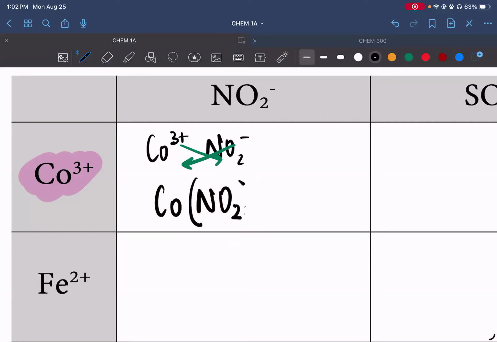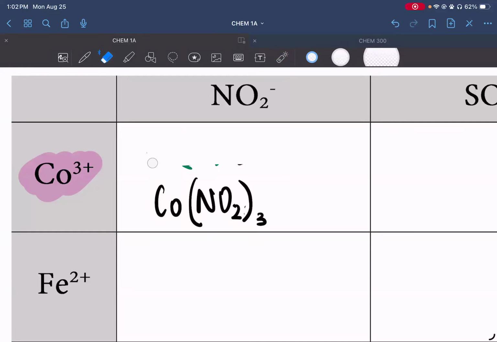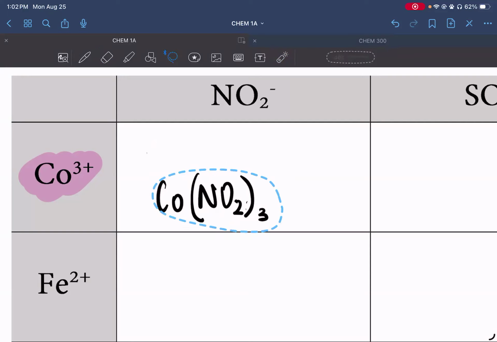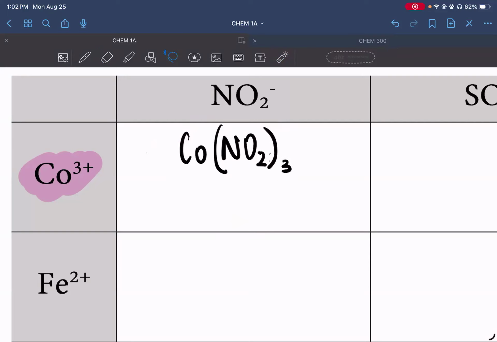We put a bracket. The bracket makes it clear we are saying there are 3 of that polyatomic ion. This is the molecular formula of this question. The question did not ask for the name, but I'm going to do it just for the sake of practice.